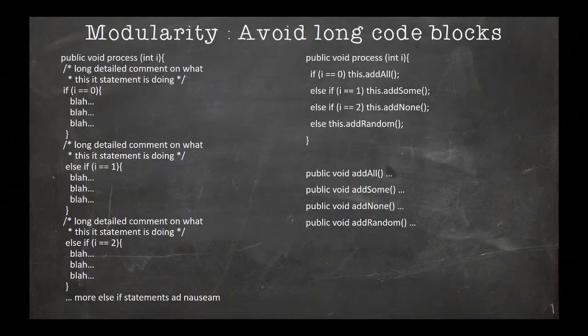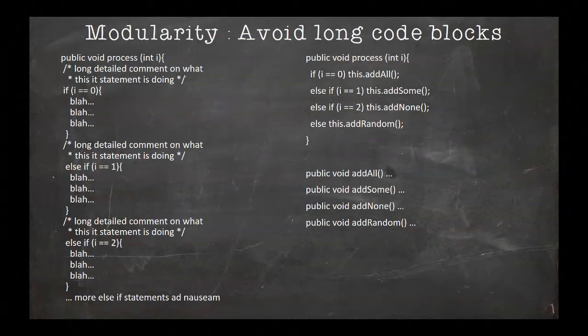So modularity and the avoidance of long code blocks. The goal of modularity is readability. It makes things readable. People will argue that method calls and function calls reduce performance. But we are not concerning ourselves with performance. We are concerning ourselves with whether or not we can understand what's going on in the code. It makes the code more readable, less buggy, and easy to refactor.